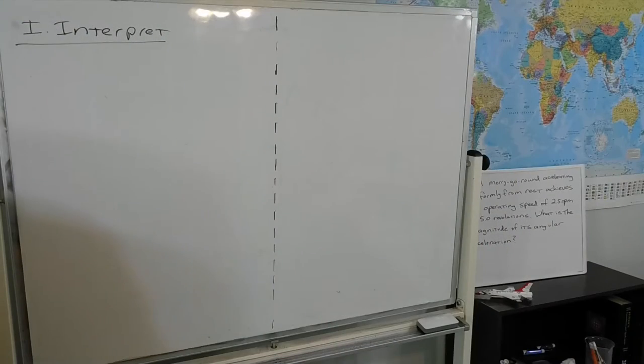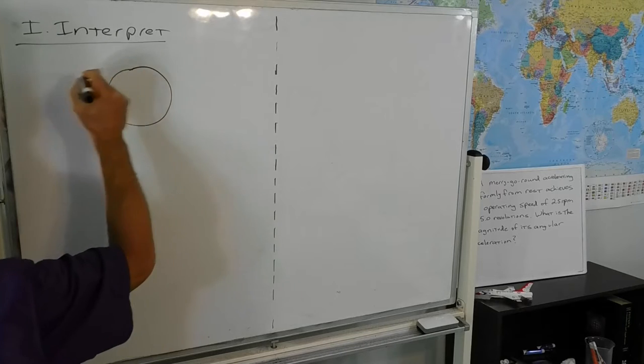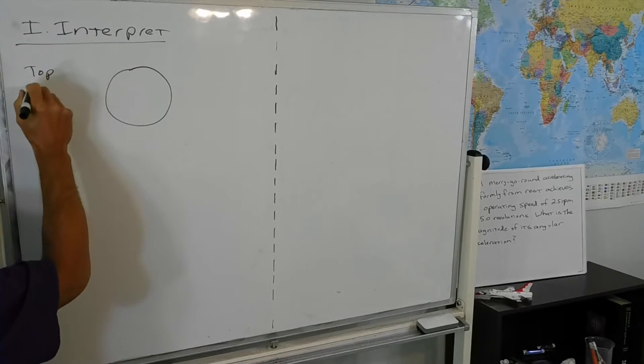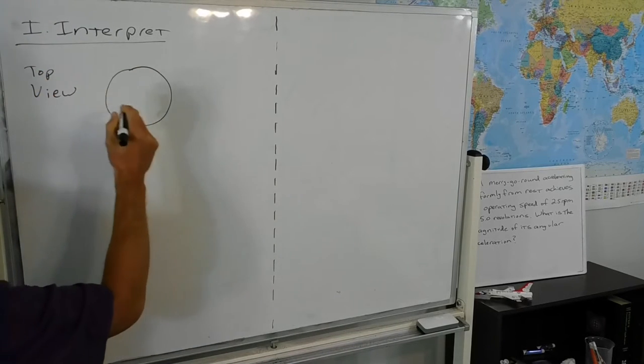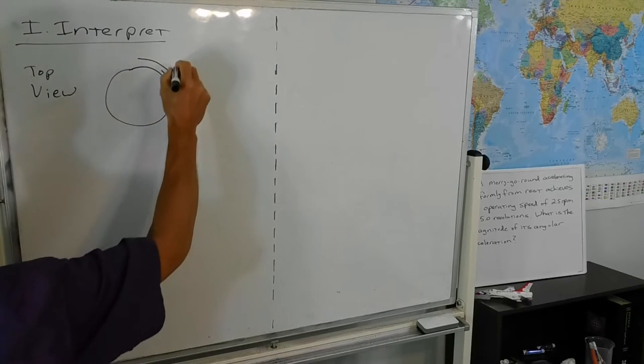Okay, to interpret the problem, we want to draw a picture. And so this is a top view. We'll just put the merry-go-round going around in that direction.